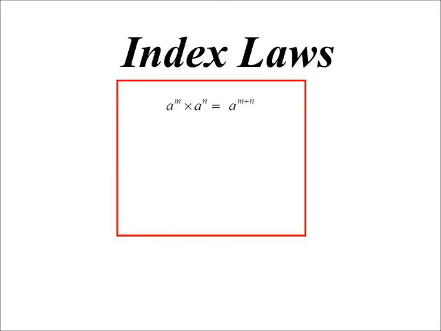Then we have some laws which allow us to manipulate the algebra. If we multiply, we add the powers. If we divide, we subtract the powers. When it's in parentheses, that's when we multiply the powers. And of course, the lie that we always say: anything to the power of 0 is 1.